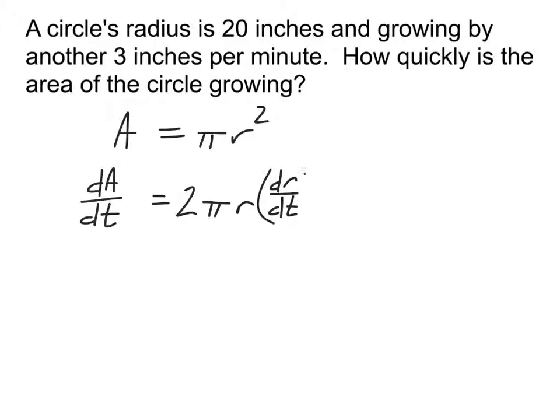Because remember that dr over dt, that we got to include because it really is chain rule, because we're finding the derivative with respect to t, not the derivative with respect to r here. But it means it's all rates of change.